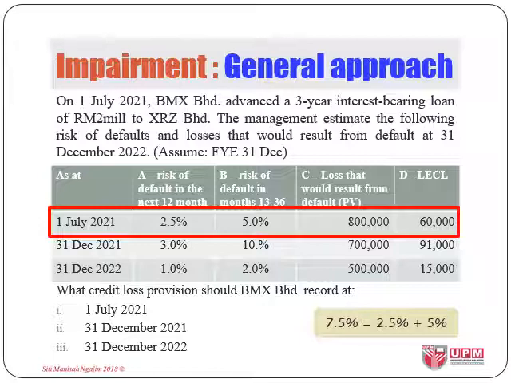For this example, we want to know how to record the loss provision or loss allowance at initial recognition, at the end of the first financial year, that is after 6 months, and at the end of the second financial year. Now let's assume that the risk assessment's results here are valid throughout the years presented here.